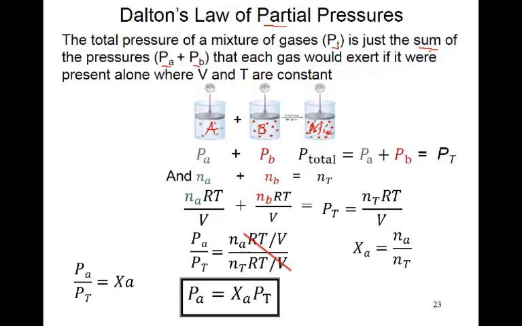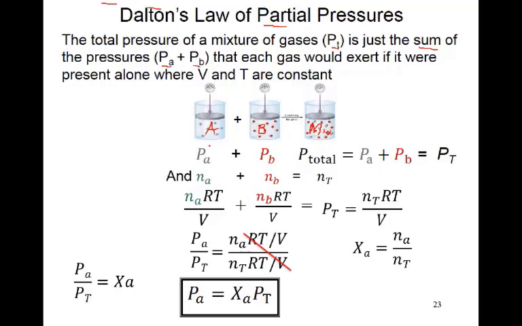So Dalton's law of partial pressure is very easy. It says that the total pressure, the PT, total pressure of the mixture of the gases, is just the sum of the partial pressure of gas A and the partial pressure of gas B, and if you keep it separate, that pressure will also be the same, and the total is called PT. So each gas would exert if it were present alone, and volume and temperature of the complete system will remain same. See, the volume of gas A, volume of gas B, and volume of mixture is same. Temperature is also same. So very simple relationship.